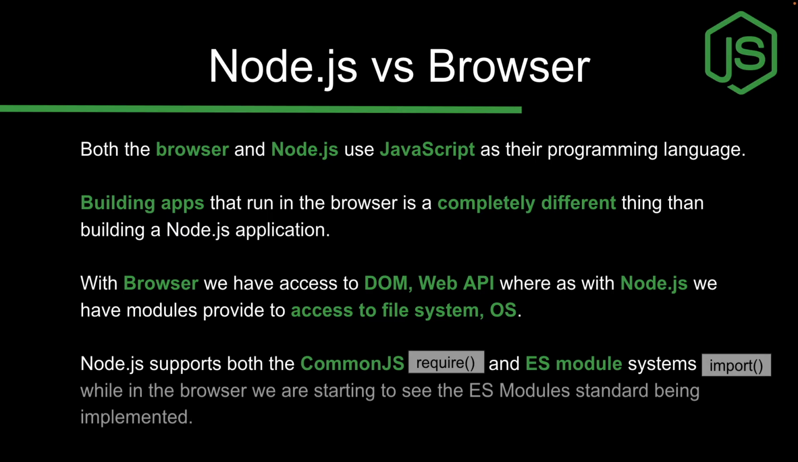Node.js supports both the CommonJS require and the ES module system, where we use import to import any package. While in the browser, we are now seeing that ES modules are being implemented.